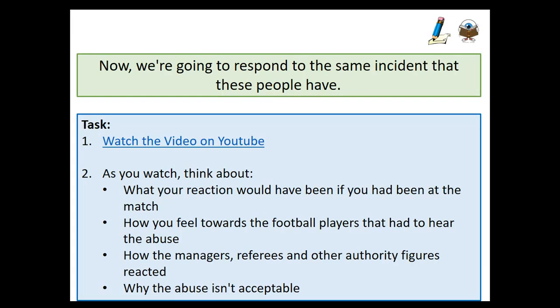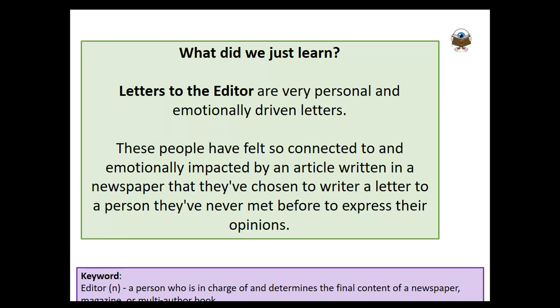So you're going to have a look at the incident that prompted this letter. You need to watch the YouTube video. So when you've just finished this little bit of explanation, you need to watch through that, which is attached separately. And as you watch it, think about how you would have felt, what your reaction would have been towards the players, how you think the managers, referees and other authority figures acted, and how you're going to talk about why the abuse isn't acceptable.